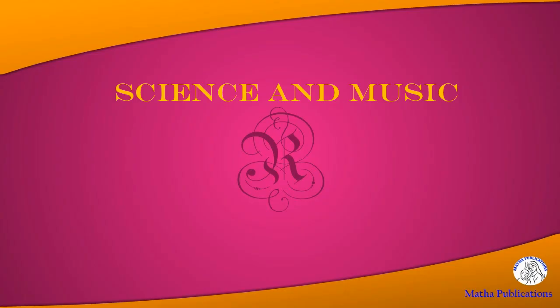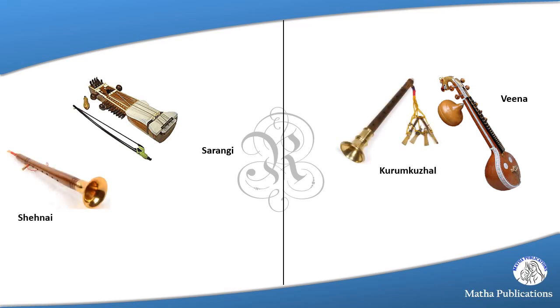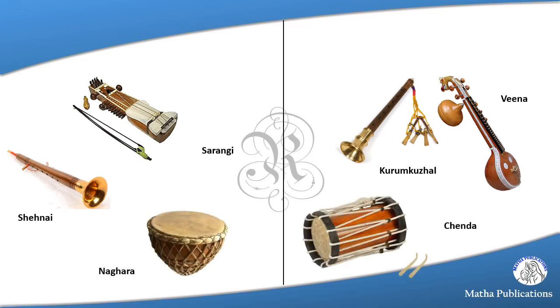Now let us study some musical instruments in Himachal Pradesh and Kerala and the science behind them. The rich cultural heritage of Kerala and Himachal Pradesh has provided both the states with their own authentic music and musical instruments. Both the states have string instruments such as Sarangi and Veena, wind instruments such as Shehnai and Kurunkuzhal, and drum instruments such as Naghara and Chenda.